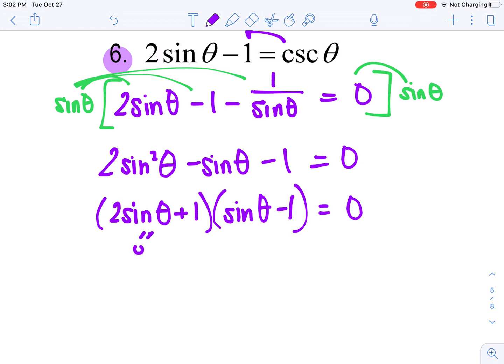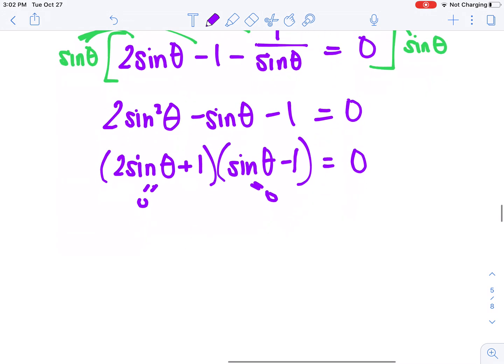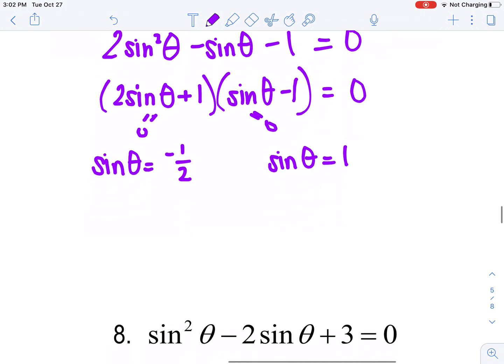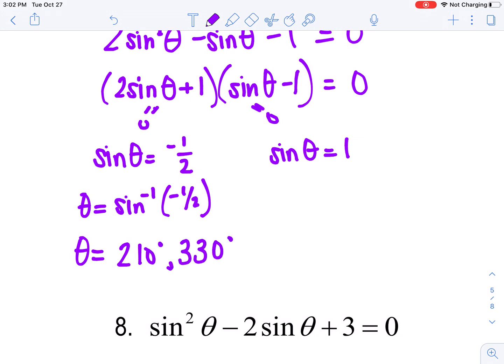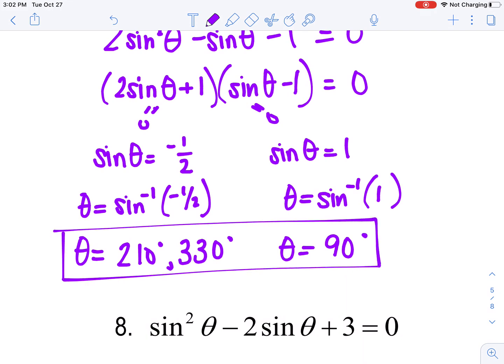Now we can set each of the factors equal to 0 to solve. So for this one, sine of theta would equal negative 1/2. This one, sine of theta would equal positive 1. And then we would just go through those last steps of solving for theta. So inverse sine is negative 1/2, which angles would give us a negative sine value of 1/2? That's going to be 210 degrees and 330 degrees in the third and fourth quadrants. Which angles would give us a sine value of 1? That's going to be up at 90 degrees. So here are the solutions to this equation.